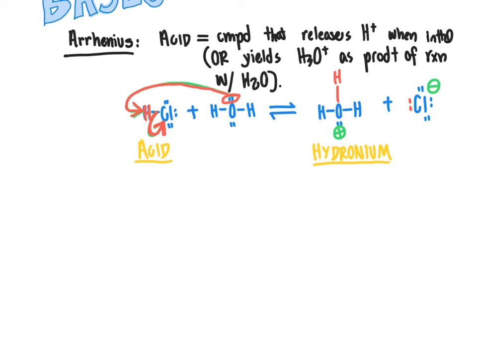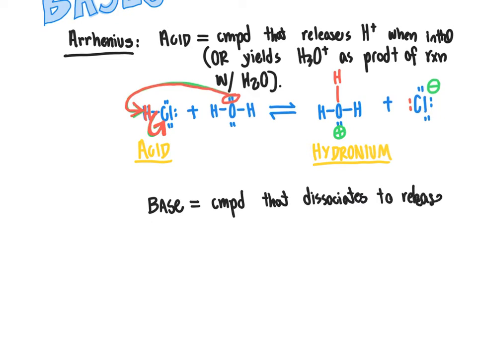So now we'll go on and give the definition of an Arrhenius base. Arrhenius bases, much like Arrhenius acids, are going to have a pretty narrow definition, where an Arrhenius base is a molecule that dissociates in water to yield hydroxide anions. So it's defined as a compound that when you place it into water, it's going to dissociate to release hydroxide anions. Remember that hydroxide anion is OH-.